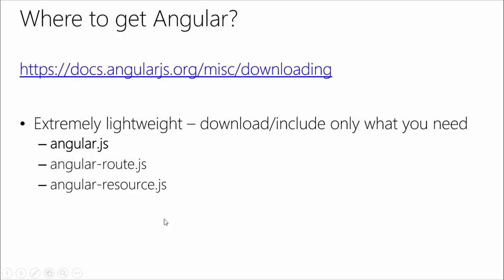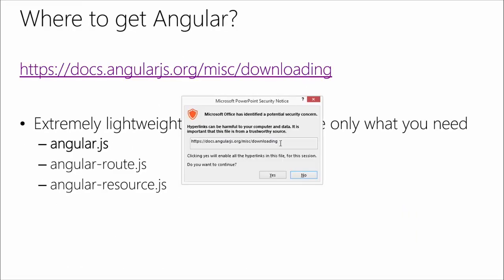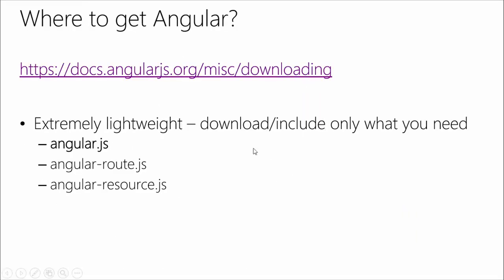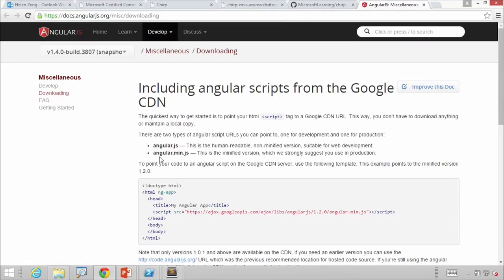So where can you get Angular? How do you install it? It's really, really easy. You can just go to the AngularJS docs here. Whoops. I am going to click into this link. And you can actually install it straight from the Google CDN, which is what we're going to do. So you can get the minified files straight from Google just by linking to it like so.